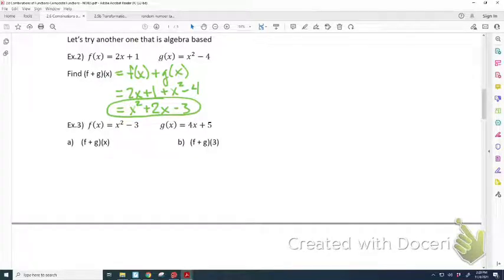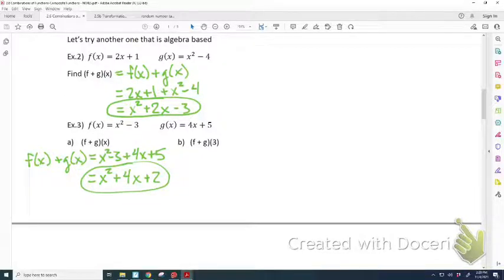The next one, just like it. I'm going to go f of x plus g of x, and that gives me x squared minus 3 plus 4x plus 5. And I only add like terms. So very similar to number 2 up there. X squared plus 4x, but we do combine -3 and 5 to get 2. That's part A.